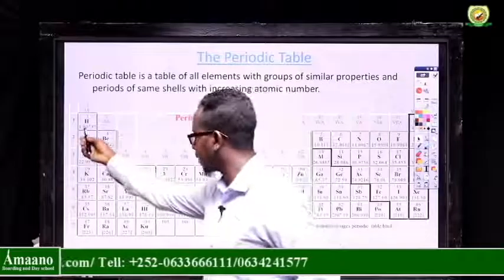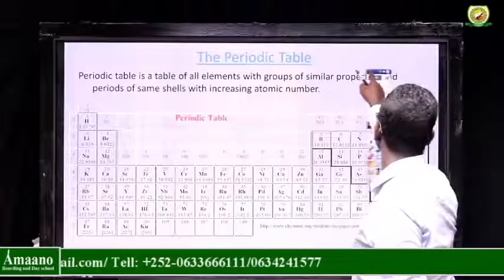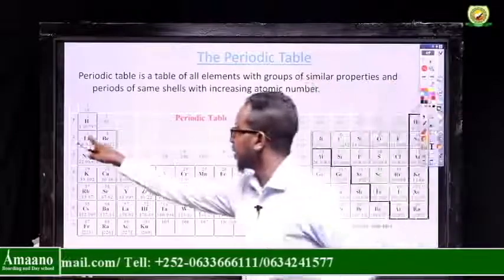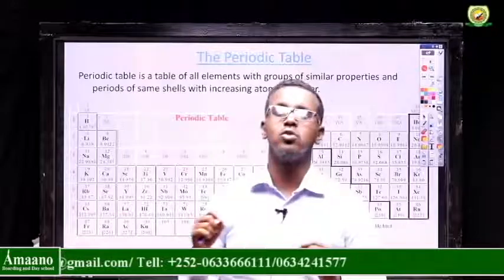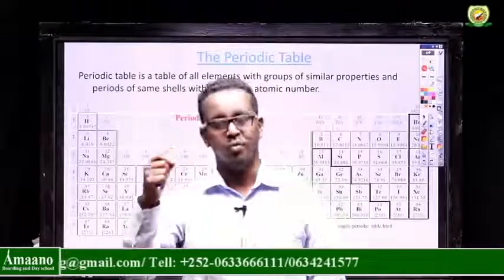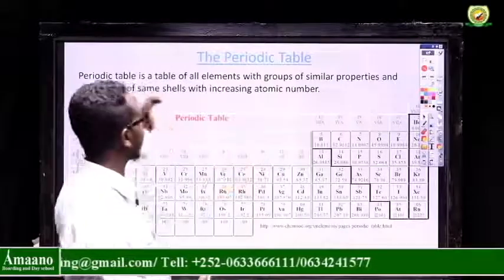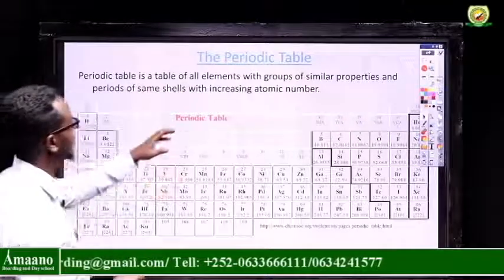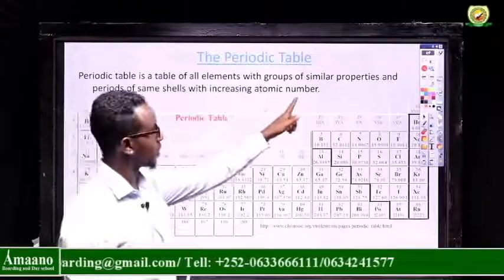If you consider here, hydrogen is 1, next to hydrogen is helium, it is 2. Again 3 lithium, beryllium, boron, carbon. So this kind of periodic table is based on atomic number. And we came across atomic number. Atomic number is the number of protons. So we want to discuss this periodic table. Periodic table is divided as what? As groups of elements with similar properties and periods of elements increasing in atomic number.